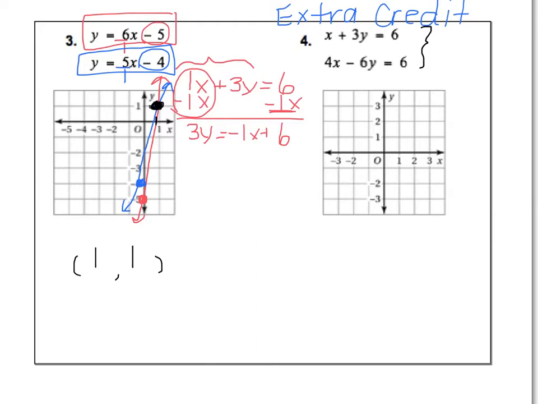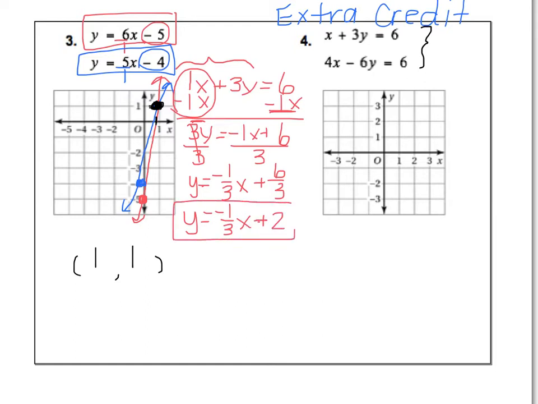Now we have one last step before we can get the y by itself. Right now the y is attached to a 3 by multiplication. To undo multiplication, we have to use division, so we're going to divide both sides by 3. So y is going to equal negative 1/3 x, because you'll notice we have the negative 1x over 3, plus we have 6 over 3. That division by 3 has to apply to both. I can now reduce this to y equals negative 1/3 x plus 2, because 6 over 3 is equivalent to 2. Now I have it in my y equals mx plus b form.